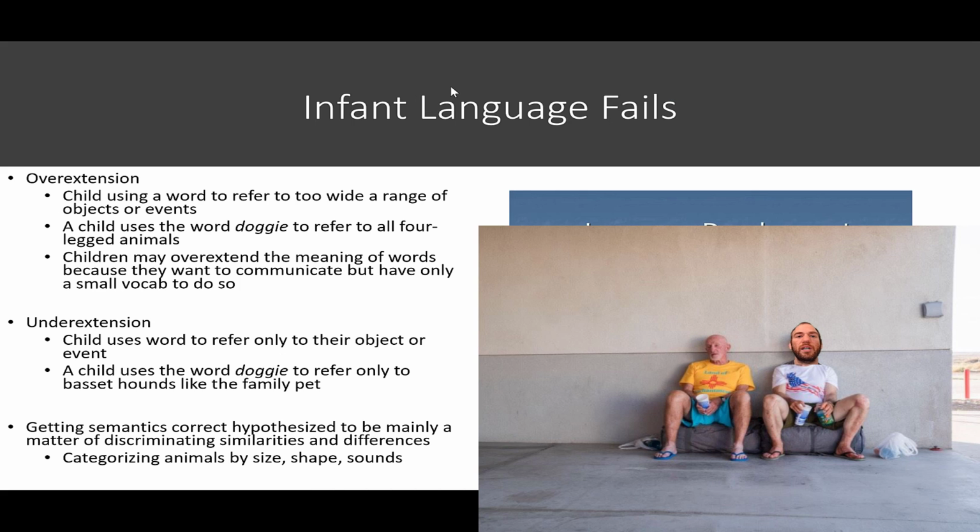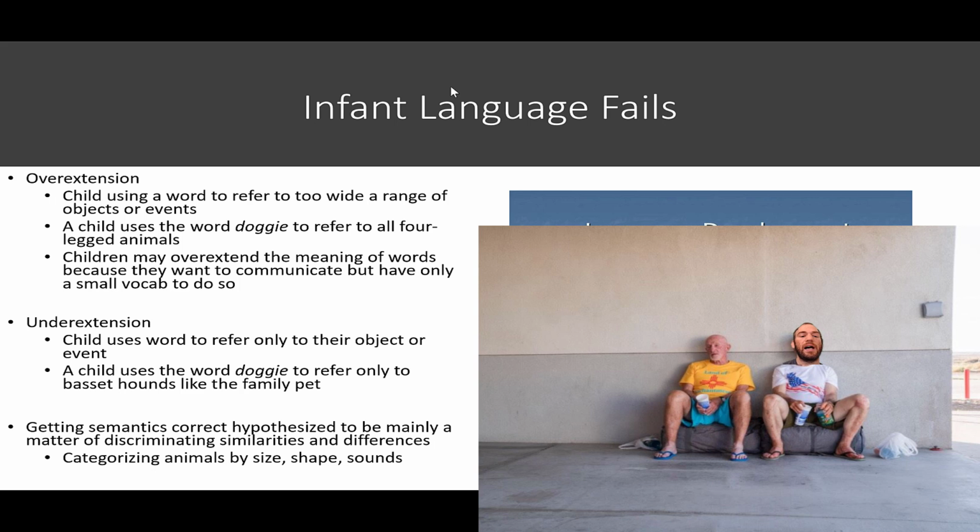Okay, so let's talk about when infant language fails. The first example is overextension, which is when a child uses a word to refer to too wide a range of objects or events. A child uses the word doggy to refer to all four-legged animals. A child may overextend the meaning of words because they want to communicate, but only have a small vocabulary to do so. Versus underextension, which is when a child uses a word to refer only to a narrow set of objects or events. A child uses the word doggy to refer only to basset hounds, like the family pet.